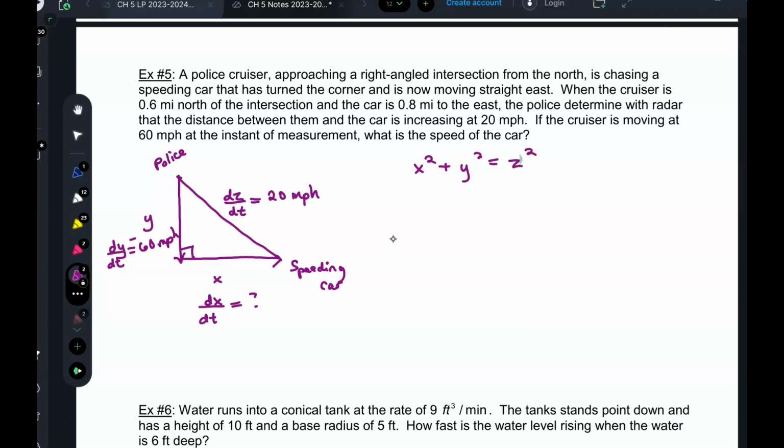It's actually pretty easy from here because we already did one like this. So it's going to be 2x dx/dt plus 2y dy/dt equals 2z dz/dt. I'm not going to write the twos if that's okay. At this point it's really easy because we just plug all our values in. The cruiser's 0.6 miles, so that's y. The car is 0.8 miles, so that's x.